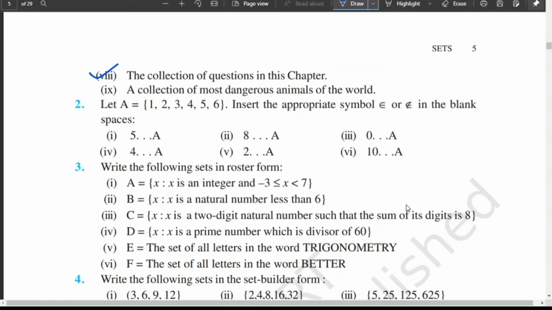The collection of most dangerous... So again, "dangerous" is a describing word. No, it is not a set.